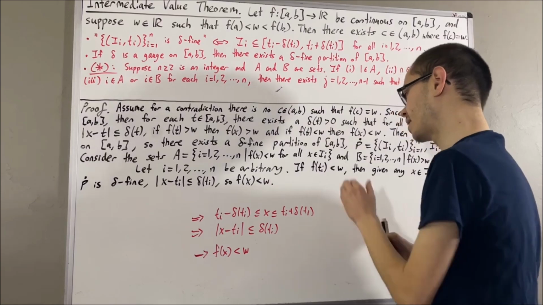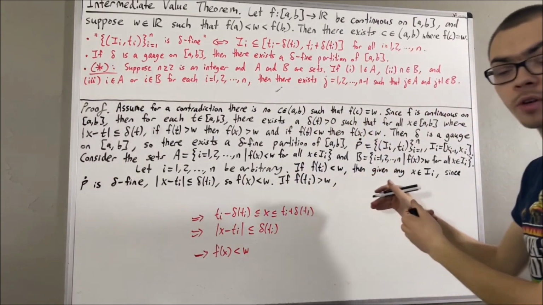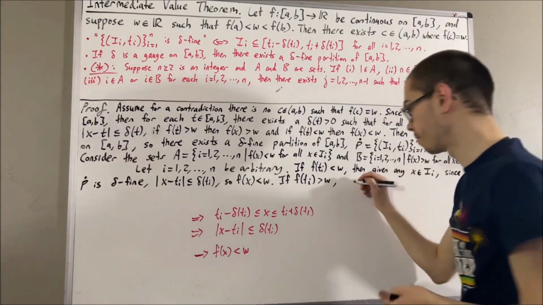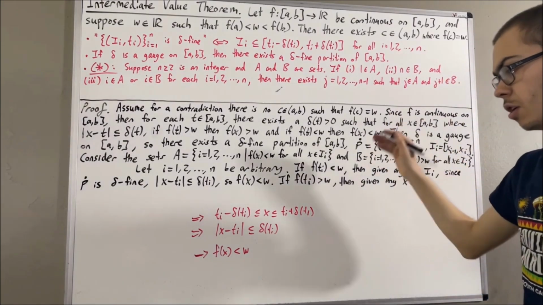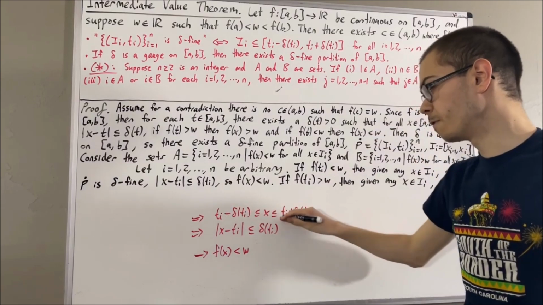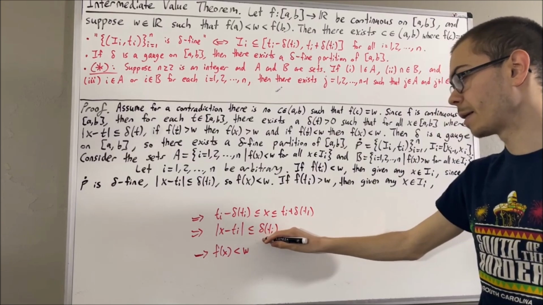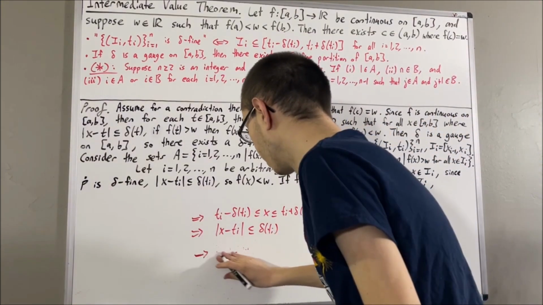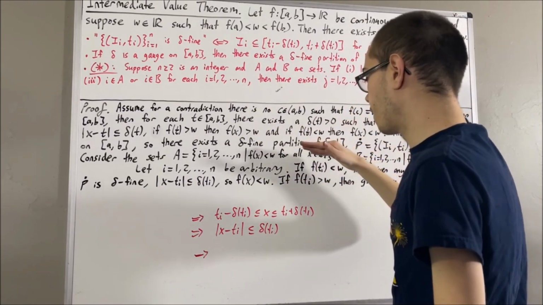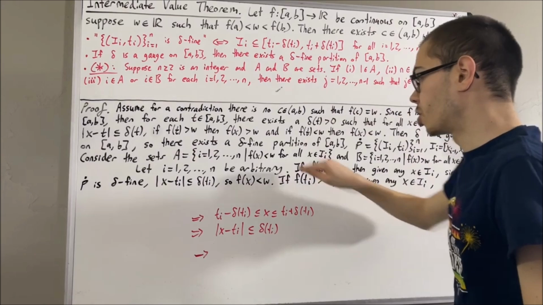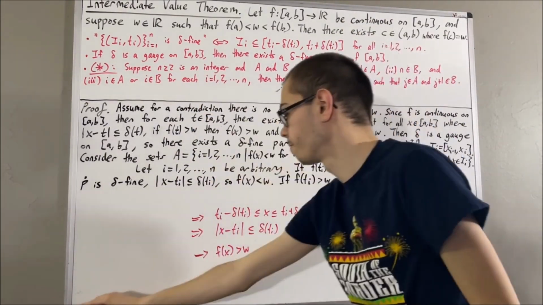But now let's consider the case f of t_i is greater than w. Well, in that case, if we consider an arbitrary element x in the subinterval I_i again, since the partition is delta fine, we would have that x lies between these two values, or in other words, we have absolute value of x minus t_i less than or equal to delta of t_i. But in this case, again, going back to the definition of our gauge function, we have f of t_i greater than w. So that implies f of x is greater than w. So that's what we get.